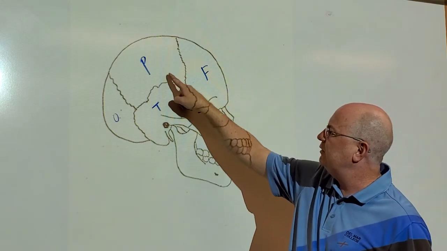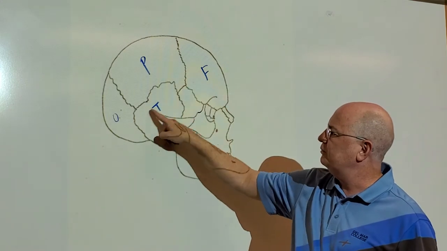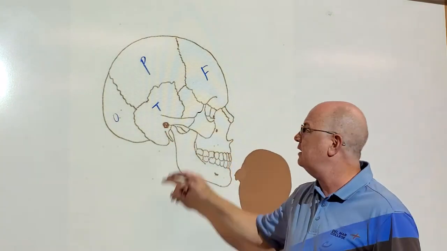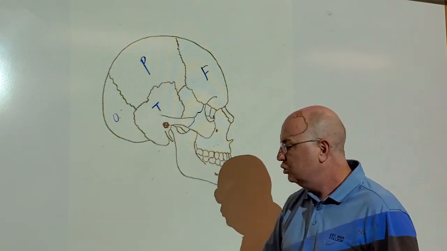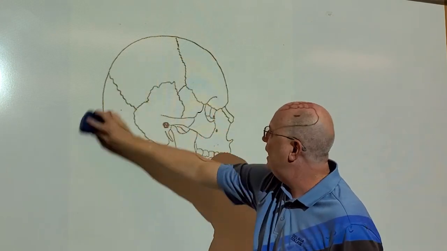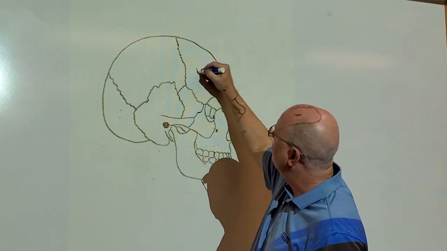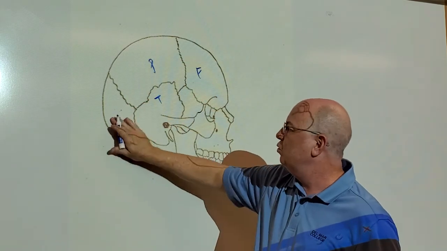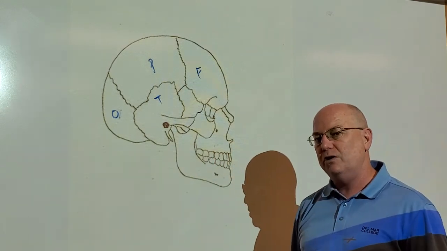Frontal, parietal, temporal, occipital. Repeat it till you can't stand it, so that when you take a lab test and there's no labels, you can sit here and do this. Oh, this is frontal, this is parietal, this is temporal, this is occipital. When you're done with that, then you can move on and learn the next series of bones.